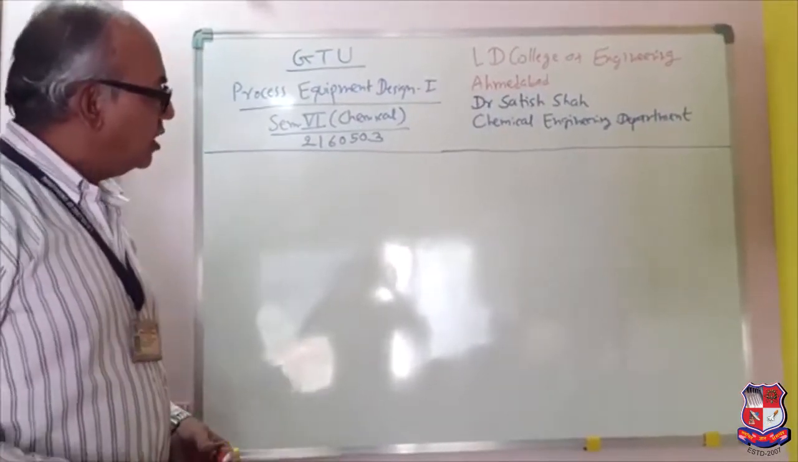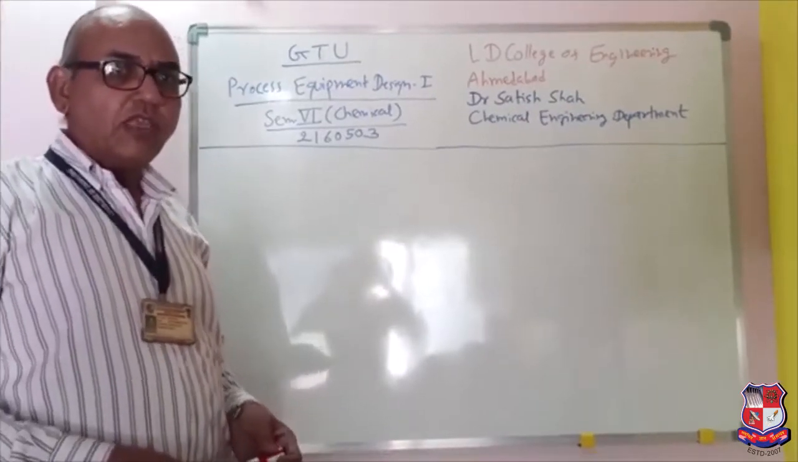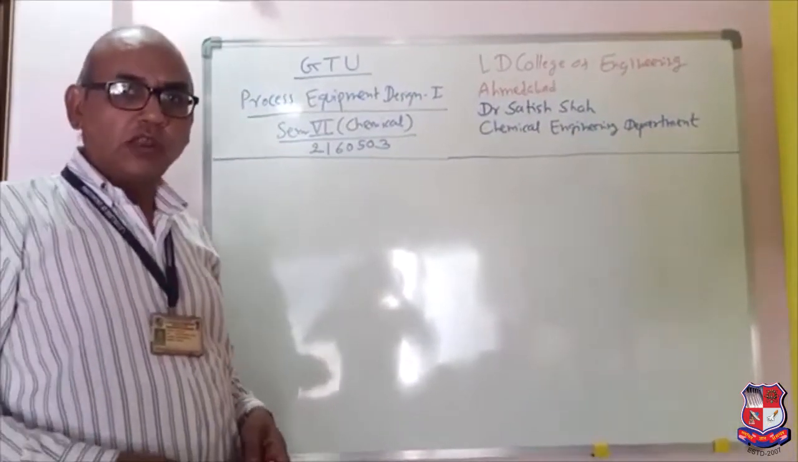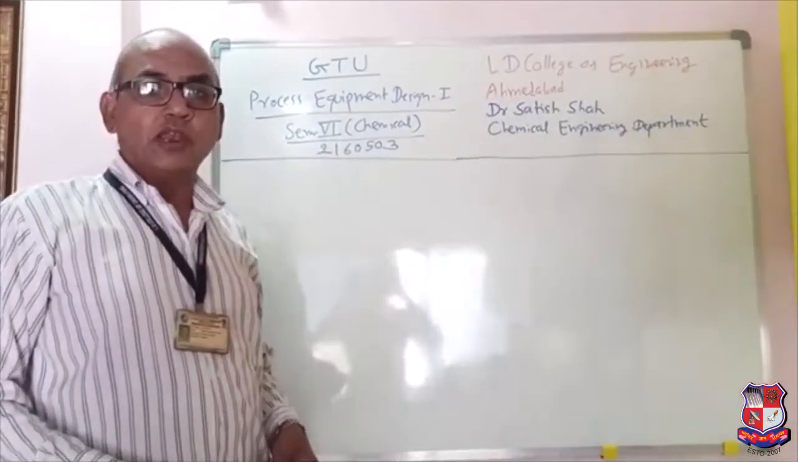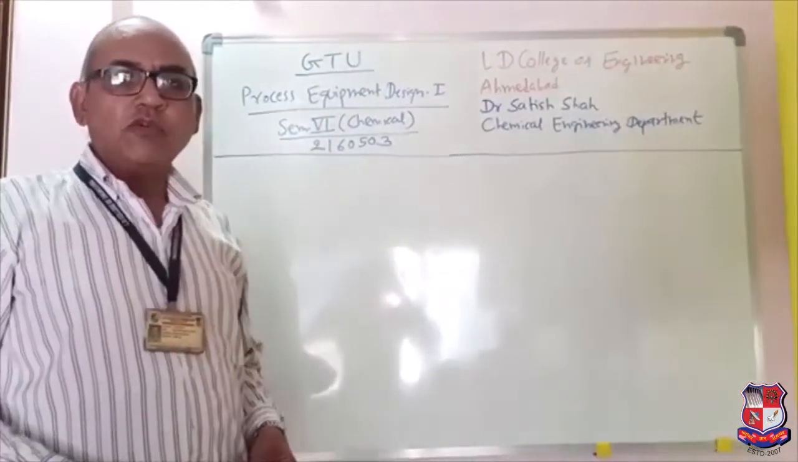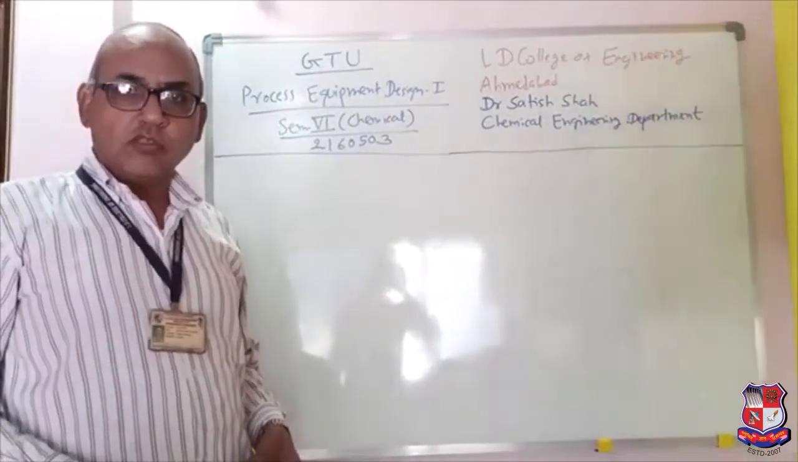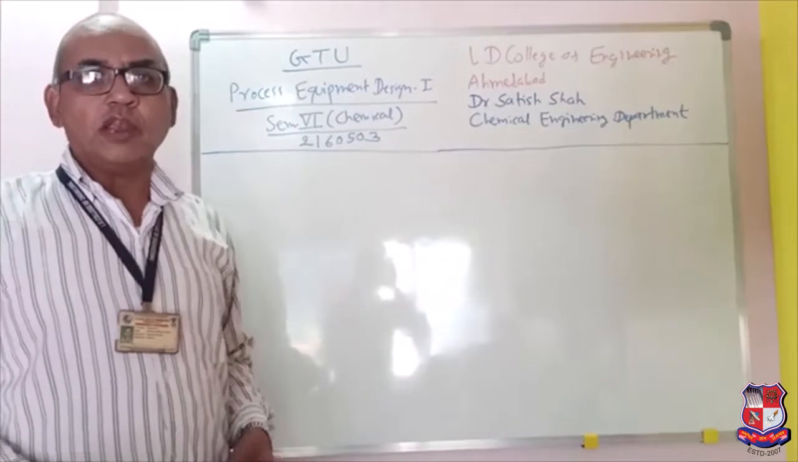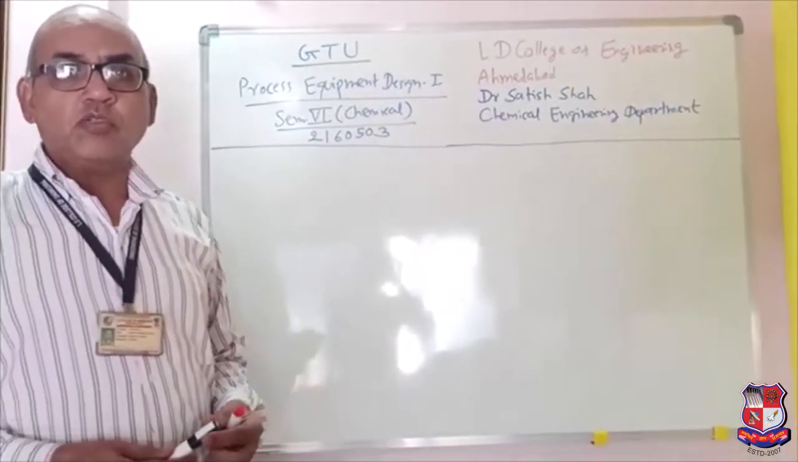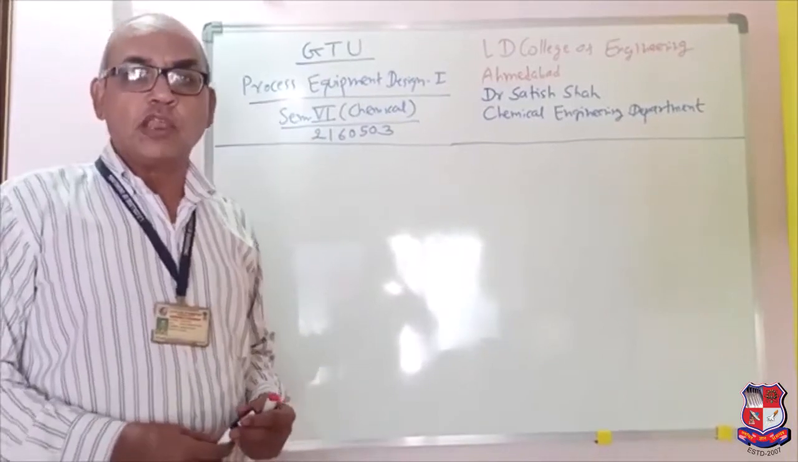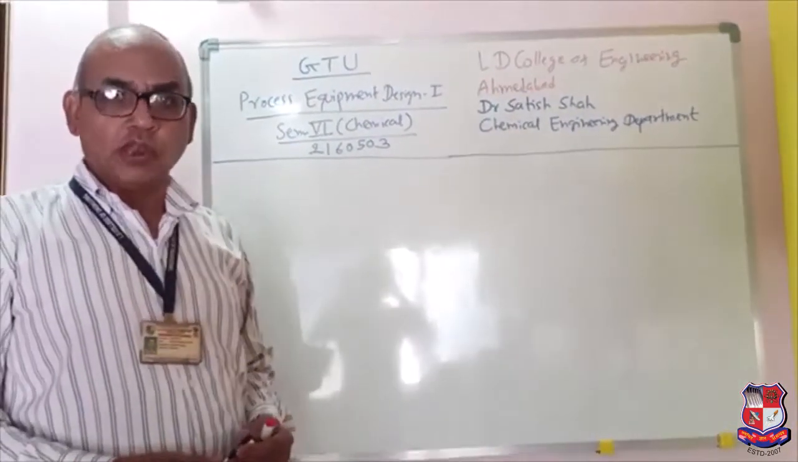So let us start with the understanding of the shell and tube heat exchanger. See, as all of you are aware, shell and tube heat exchanger is a very important chemical equipment which is used by the chemical industries. Whichever industry you will visit, you will find the shell and tube heat exchanger everywhere. So it is very important chemical equipment, we can say. Very briefly, I will tell you the important parts of the shell and tube heat exchanger, and then we will discuss the process design of the shell and tube heat exchanger.